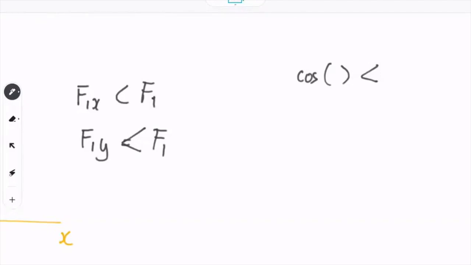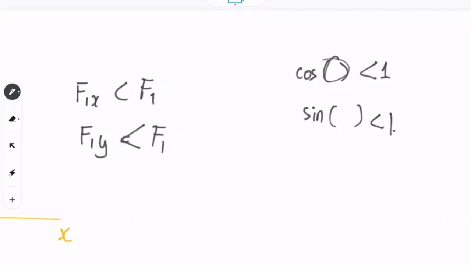Cosine is, wait. Cosine of any number. Any number you put here, guarantee bigger than 1 or less than 1? Less than 1. How about sine? Also less than 1.